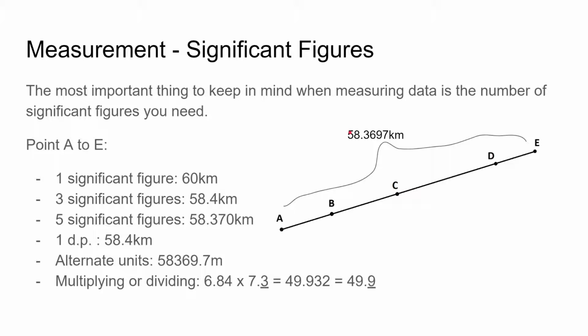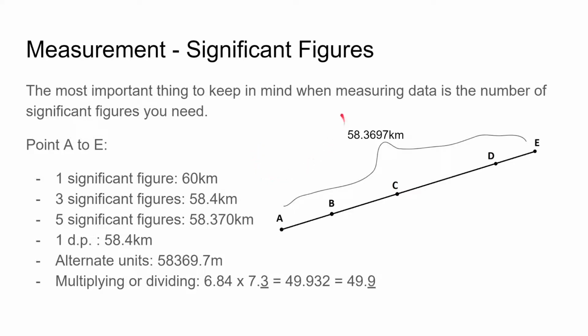And in case you are not very sure what a significant figure is, a significant figure is basically a number that tells you exactly how much, which differentiates a value from another. So as you can see, I have 58.3697. Each single number over here is a significant figure because it makes that number unique. Let me give you an example.